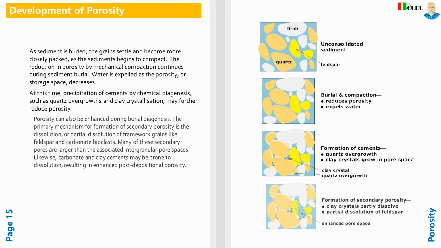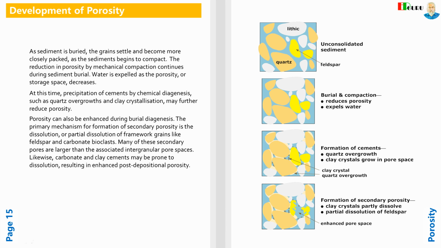Porosity can also be enhanced during burial diagenesis. The primary mechanism for formation of secondary porosity is the dissolution or partial dissolution of framework grains like feldspar and carbonate bioclasts. Many of these secondary pores are larger than the associated intergranular pore spaces. Likewise, carbonate and clay cements may be prone to dissolution, resulting in enhanced post-depositional porosity.